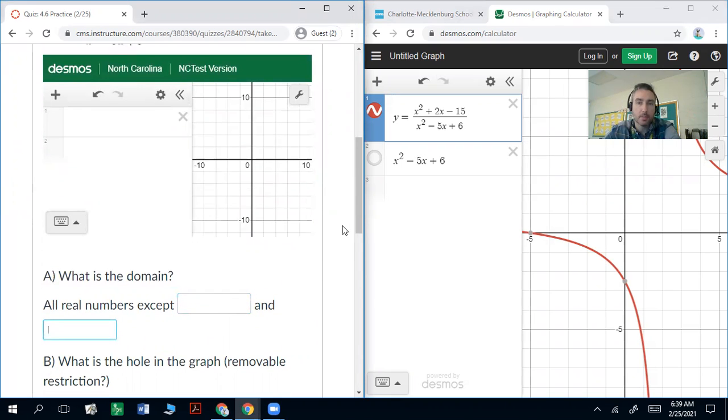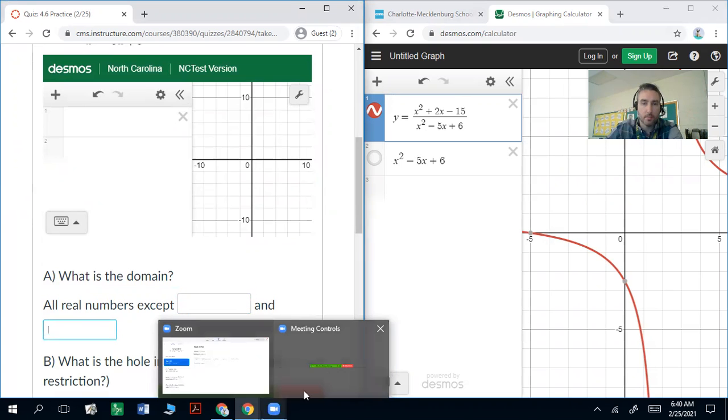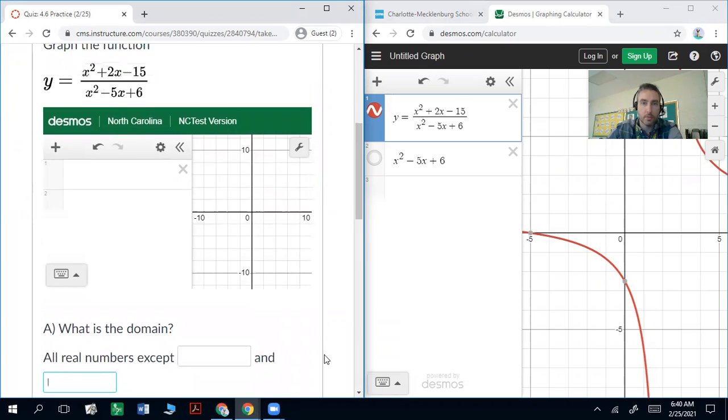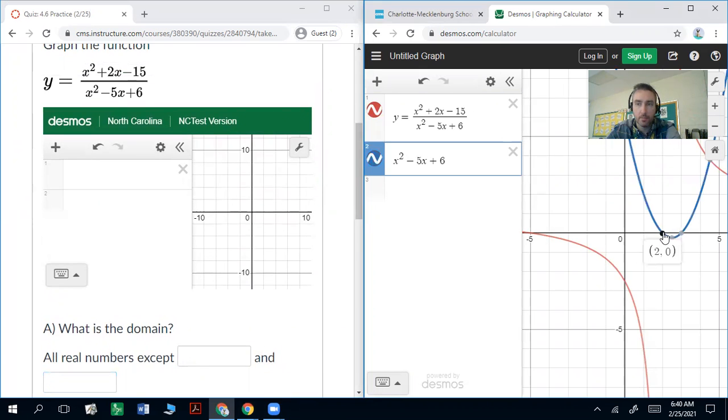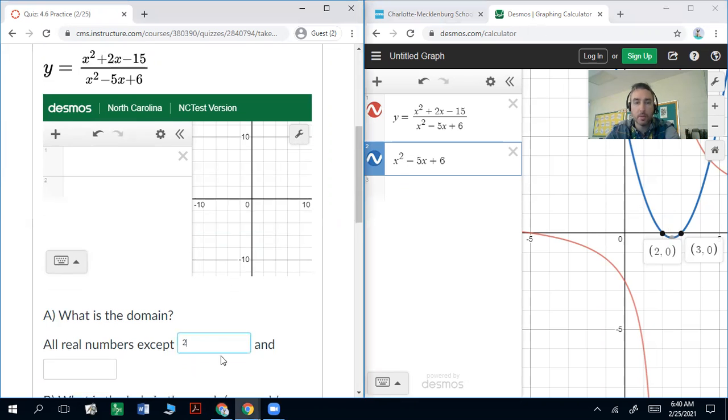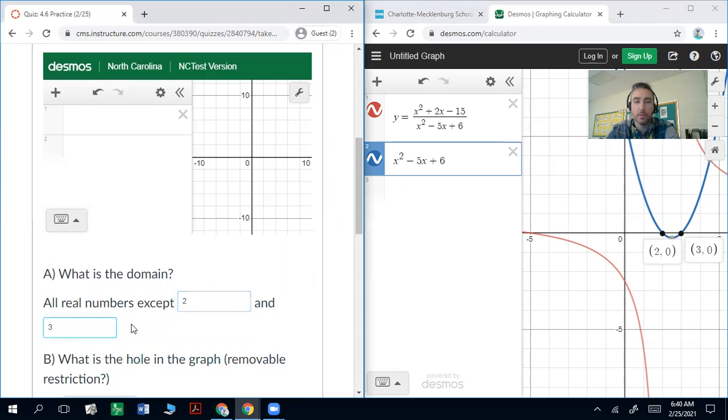All real numbers except. So you're looking for your restrictions here. To get your restrictions, you take your denominator and you set it equal to 0. So 2 gives you 0 in x squared minus 5x plus 6, and so does 3. So your restrictions are 2 and 3. All real numbers except 2 and 3 is your domain.